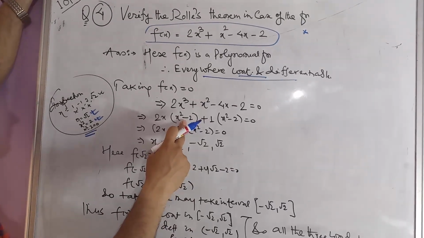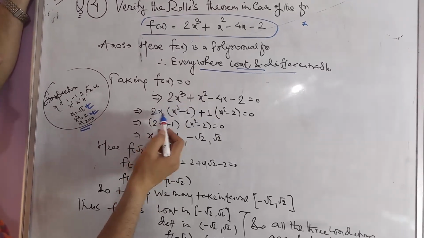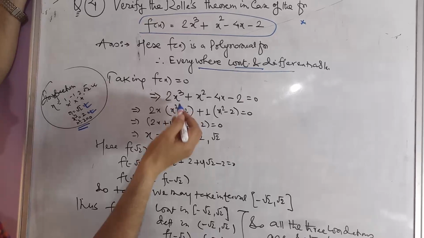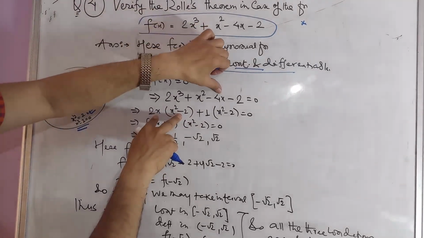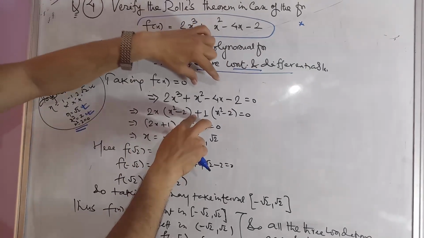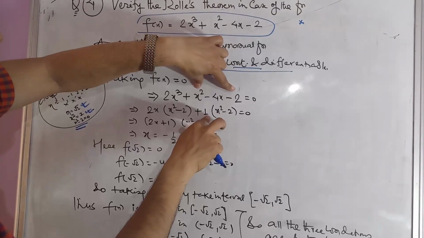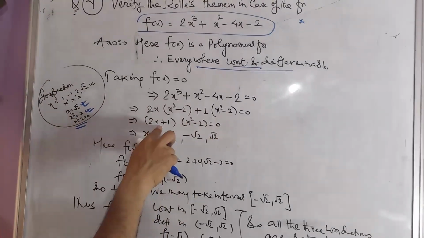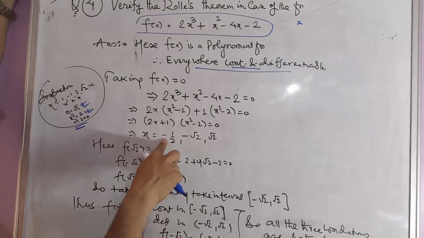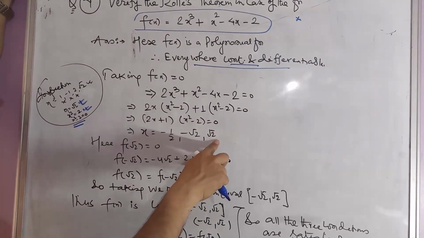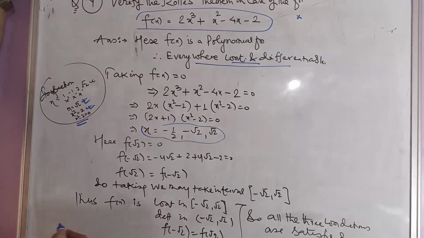Making x square minus 2 a factor in this term, taking 2x outside: x square minus 2, and adjusting 2x cube minus 4x, we have already minus 4x. Remains here 2 terms, x square minus 2, taking plus 1 outside, x square minus 2. So factor (2x plus 1)(x square minus 2) equal to 0, x equal to minus half, minus root 2, root 2. We have three values of x here on a number line.